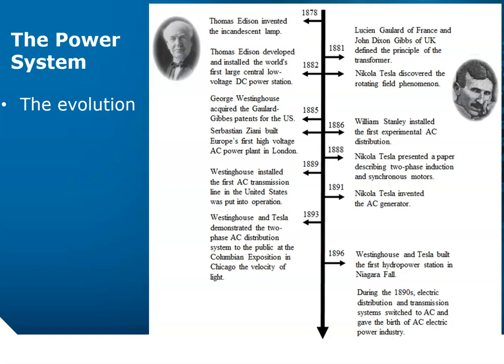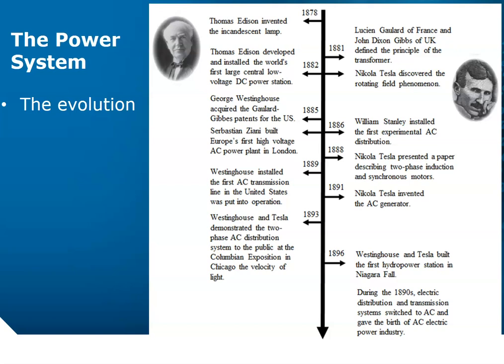In 1881 to 1884, Lucien Gaulard of France and John Dixon Gibbs of the UK demonstrated the advantage of the transformer, which allowed voltage to be changed. About the same time, George Westinghouse had watched with interest the development of transmitting alternating current, AC, in Europe. So the development of the AC system immediately began in the US in 1885 when Westinghouse acquired the Gaulard-Gibbs patents. William Stanley, an early associate of Westinghouse, improved and tested transformers in his laboratory in Great Barrington, Massachusetts.